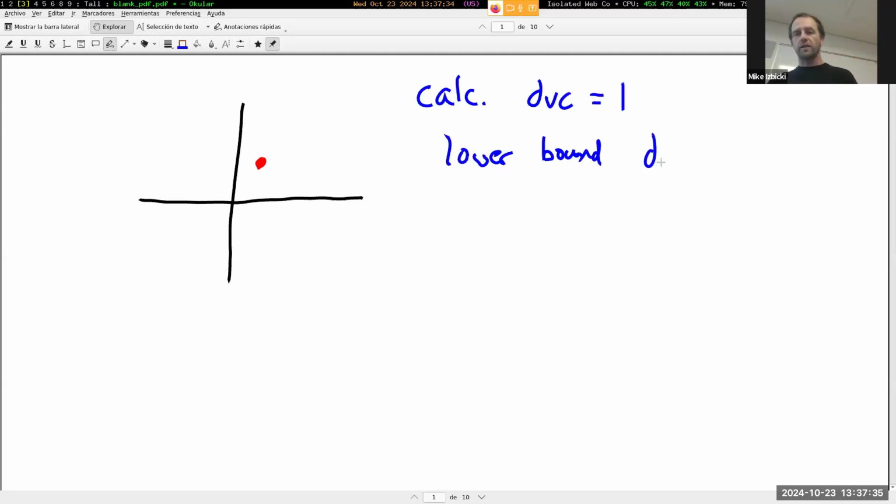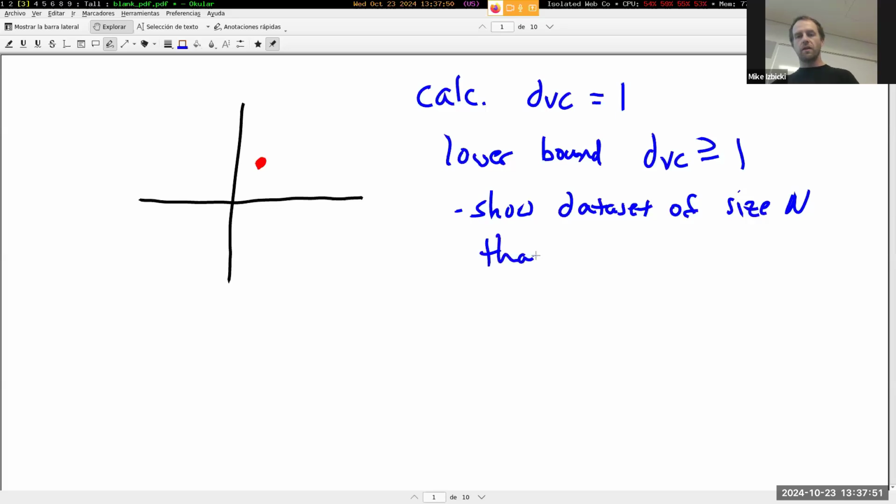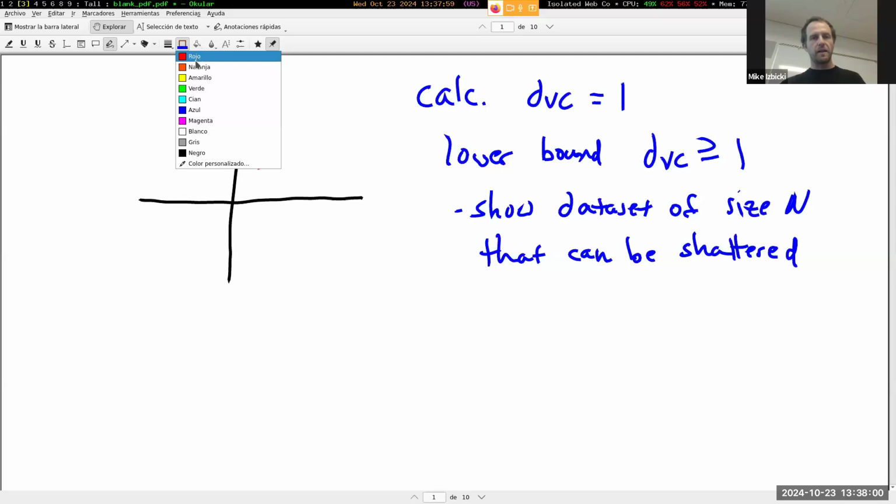So for the lower bound, I need to show that the DVC is at least 1, greater than or equal to 1. And in order to do this, I need to show one data set of size n that can be shattered. And here, basically any point anywhere in the plane except possibly the origin is going to be able to be shattered. So the class of concentric circles looks like circles centered around the origin, where I believe it's putting pluses on the inside and minuses on the outside.